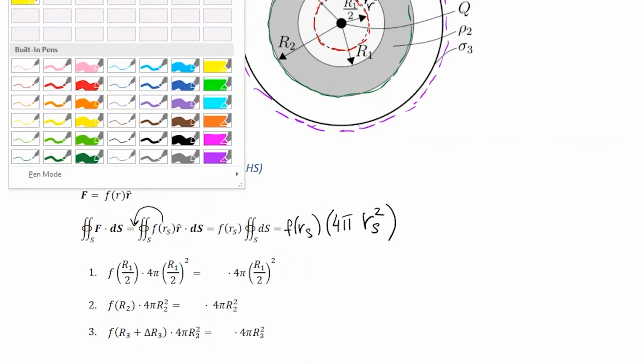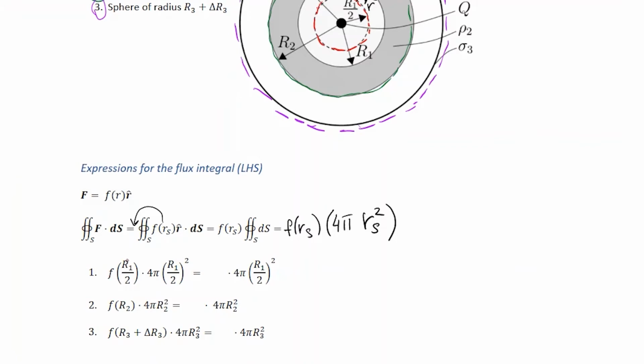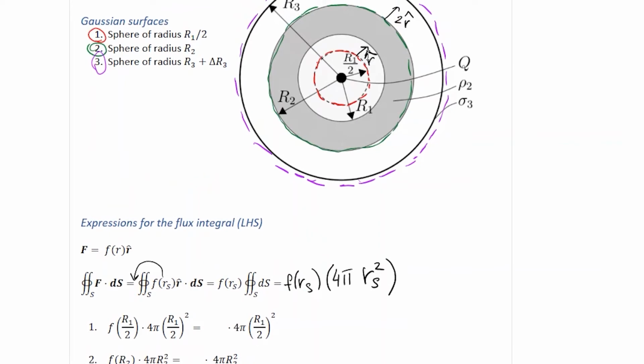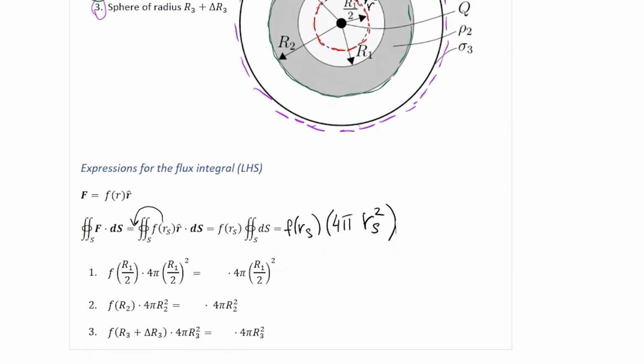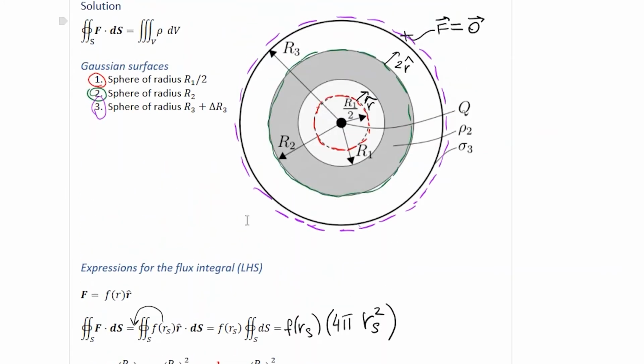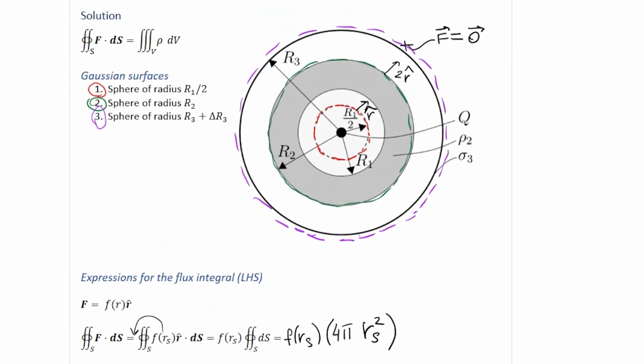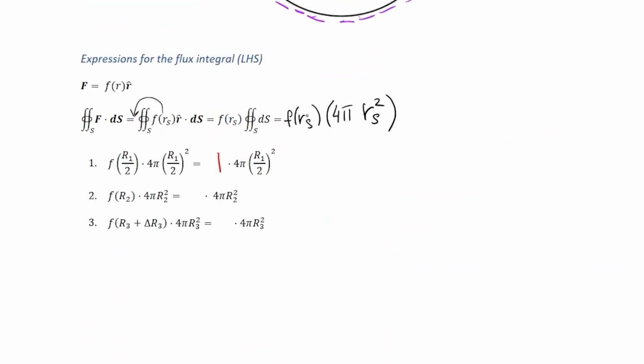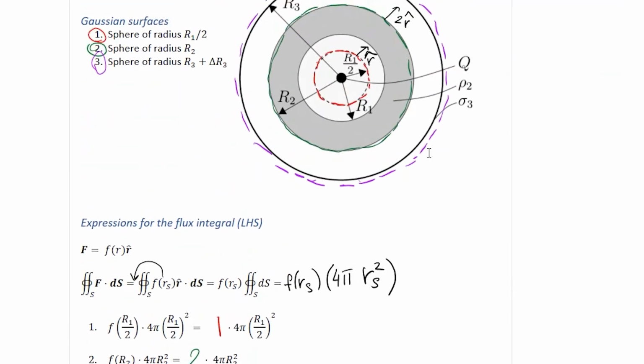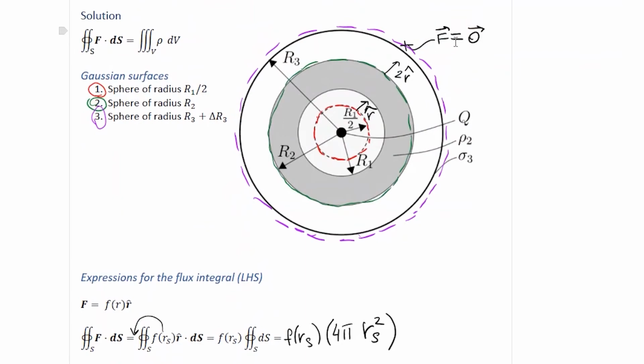Now let's write what this is. F at r1 over 2, which is the radial component at this location, is equal to 1. You can see right here because F equals r hat. This would be 1. F at r2 is equal to 2 right here. And F at r3 plus a little bit, which would be just outside the shell, is equal to 0.